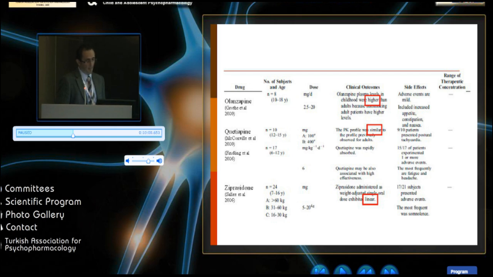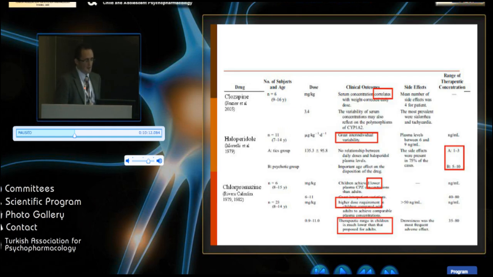Olanzapine is also important. The plasma level in children is higher, so it also should be administered in a lower dose when compared to an adult. Its profile is close to that of quetiapine, and ziprasidone has a dose-dependent course. Haloperidol has differences among individuals, so dosing should be very careful in children. Low doses are effective on tics, and high doses are effective in psychosis.